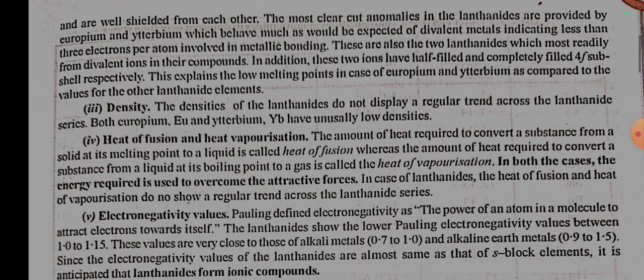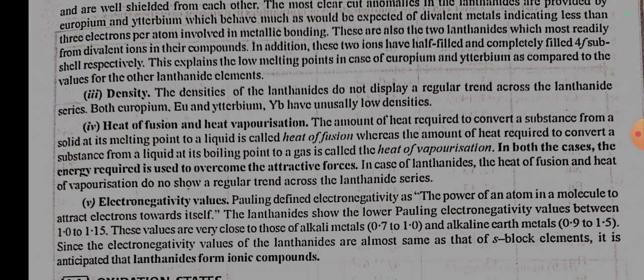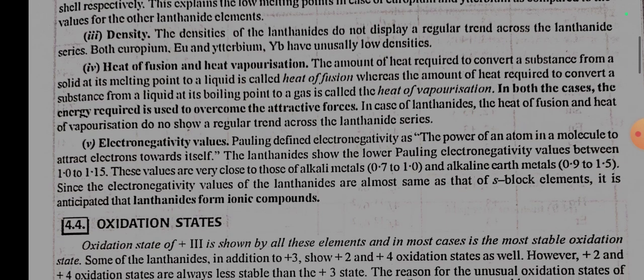These are also the two lanthanides which most readily form divalent ions in their compounds. In addition, these two ions have half-filled and completely filled 4f subshell respectively. This explains the low melting point in case of europium and ytterbium as compared to the values for the other lanthanide elements. Number 3. Density. The densities of the lanthanides do not display a regular trend across the lanthanide series. Both europium and ytterbium have unusually low densities.